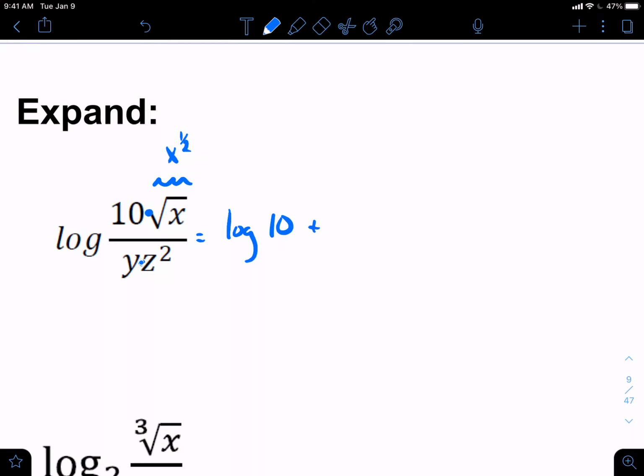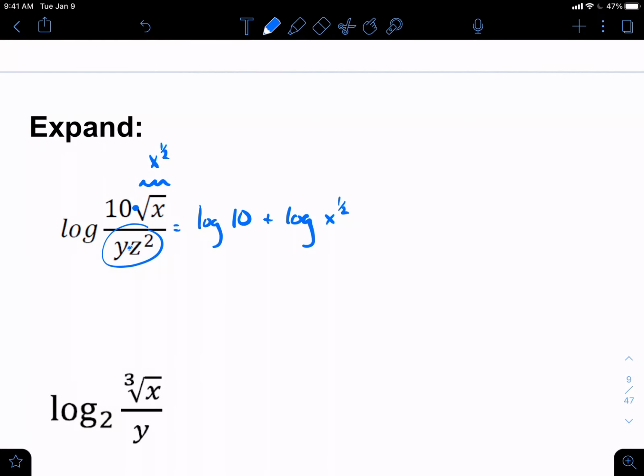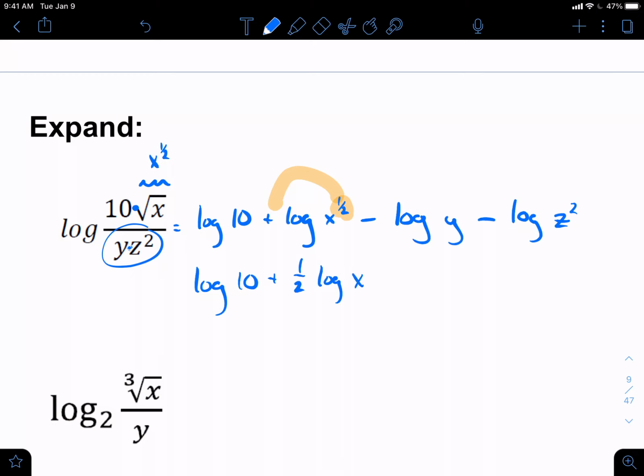So log of 10 plus log of x to the 1/2. Since those are on top, they're both positive. Now we're getting to the bottom, so these are both going to be subtractions. So I'm going to have log of y minus log of z squared. Pull down your exponents if you have any. So this would be log of 10 plus 1/2 log of x minus log of y minus, again, my exponent's going to come down.